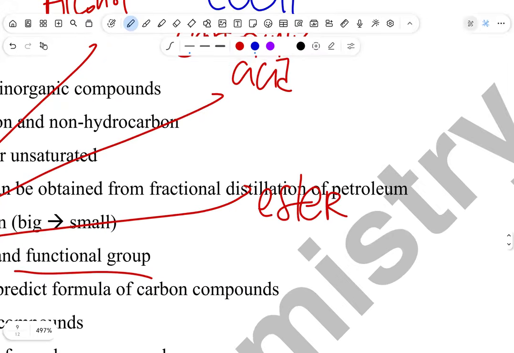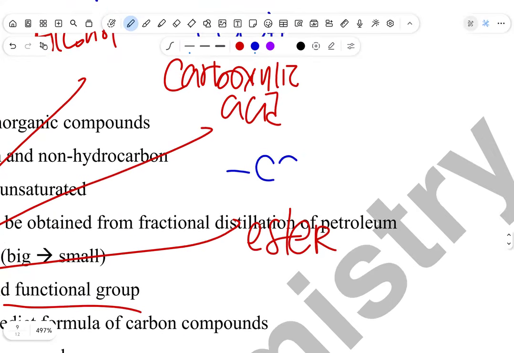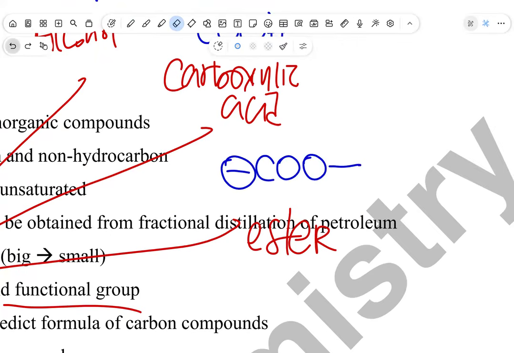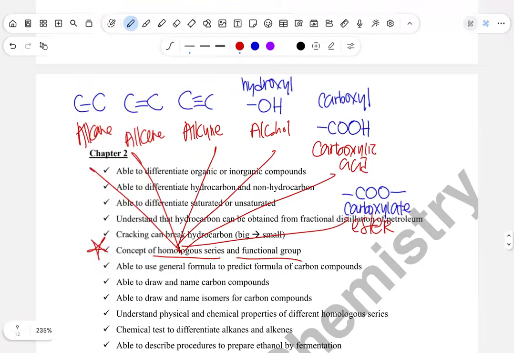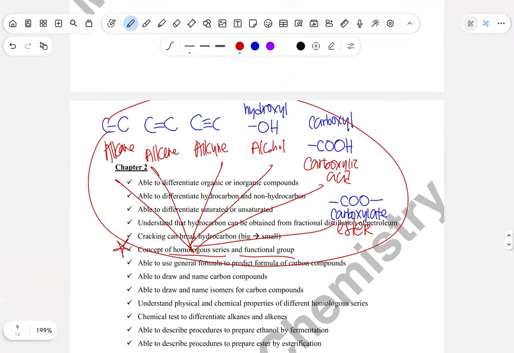Ester, what is the functional group for ester? COO. Remember, COO must put one line and one line here. If you forget to draw the line, the examiner forgets to give you the mark. Okay? So please remember the small details. COO, another name is called carboxylate. So same thing, everyone. If you can do this active recall, congratulations. If you cannot, it's okay.